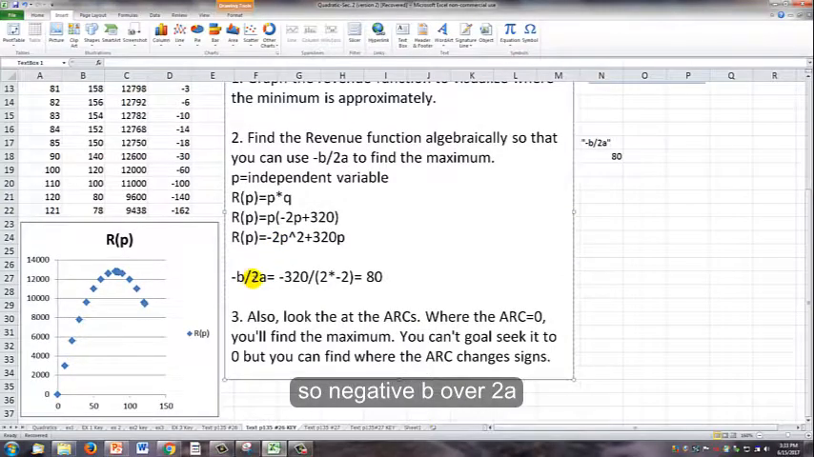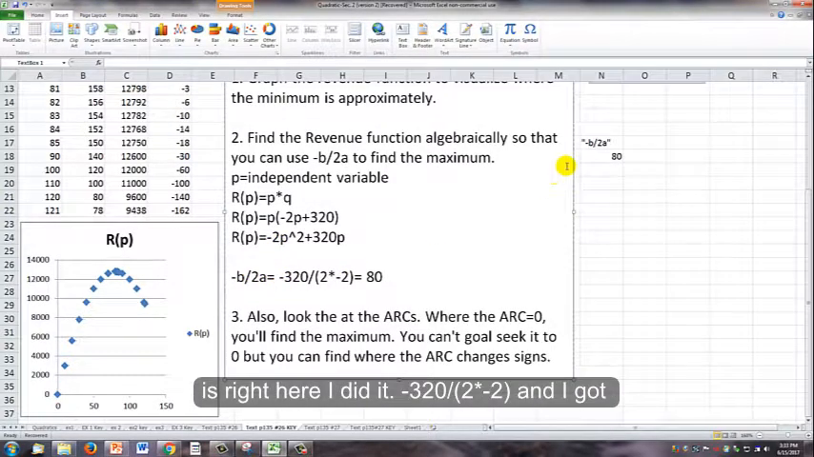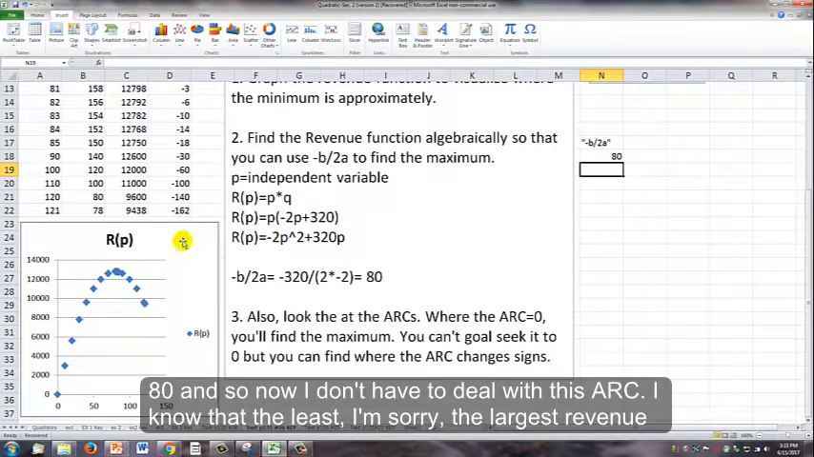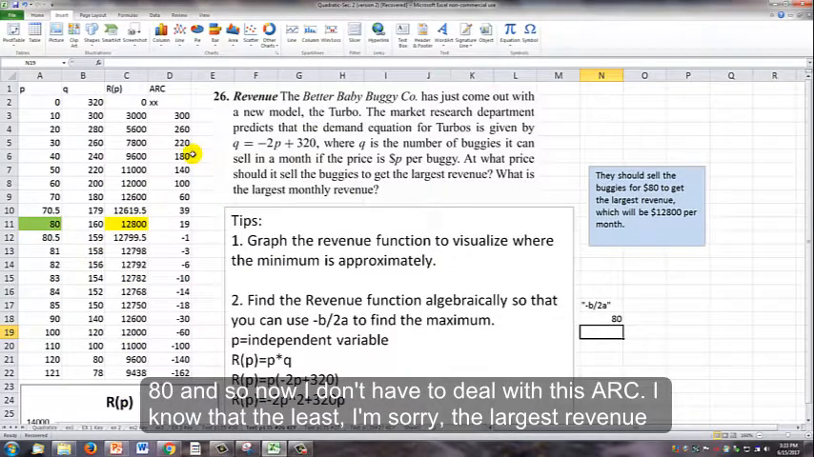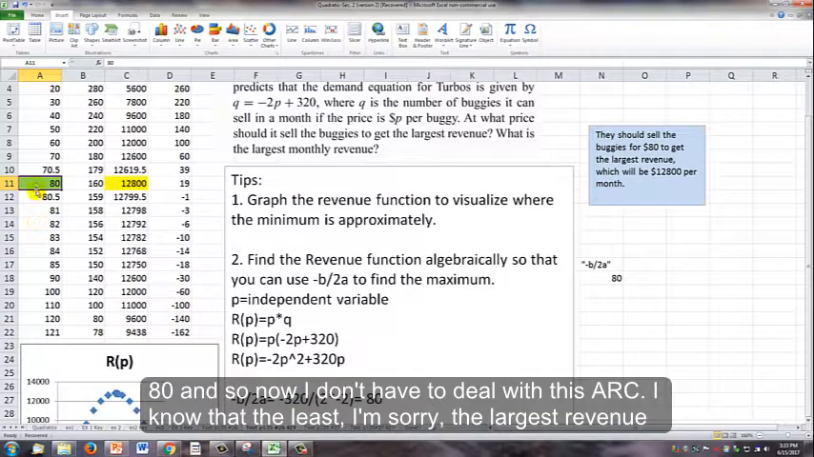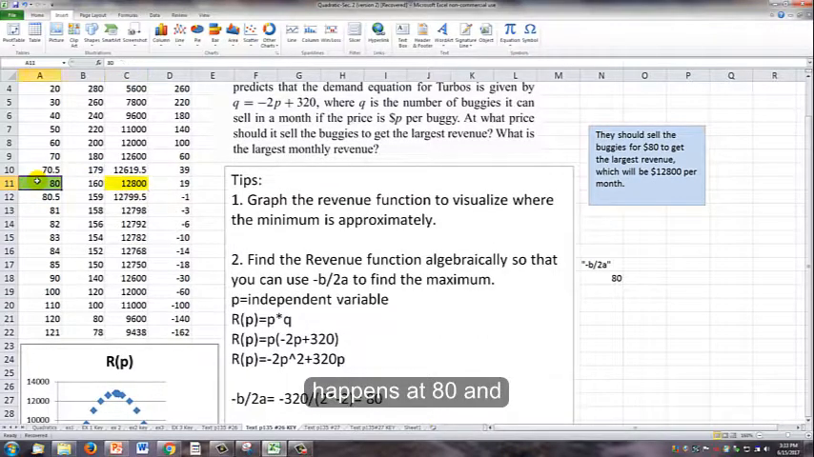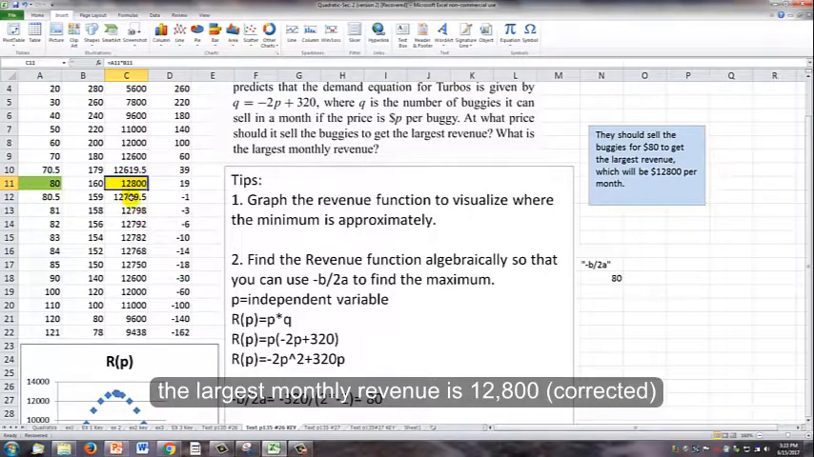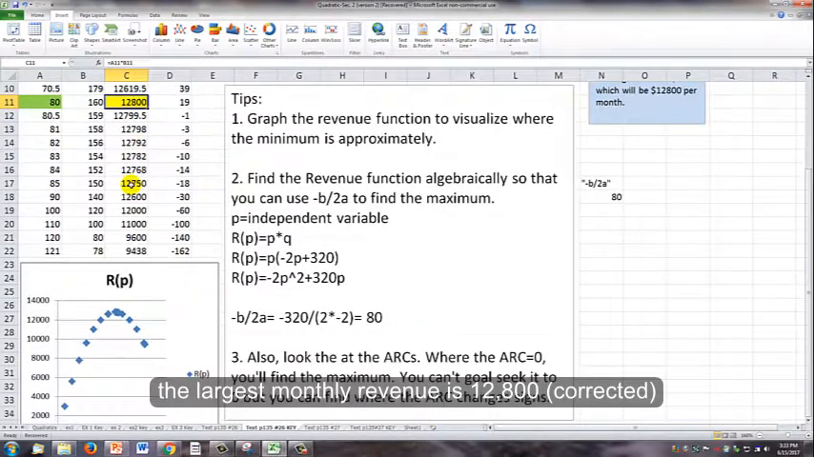So negative b over 2a is, right here I did it, negative 320 divided by parentheses 2 times negative 2, and I got 80. And so now I don't have to deal with this arc. I know that the largest revenue happens at 80, and the largest monthly revenue is 12,080.